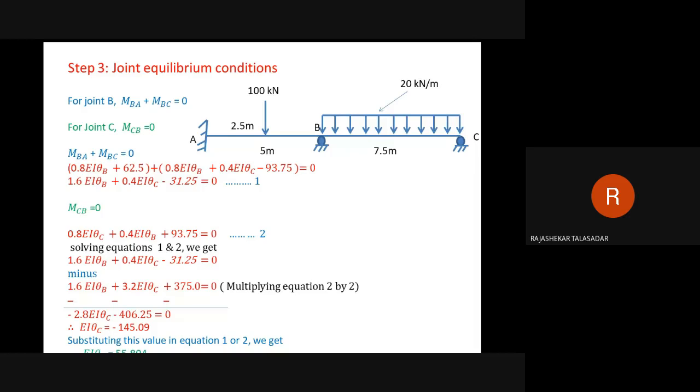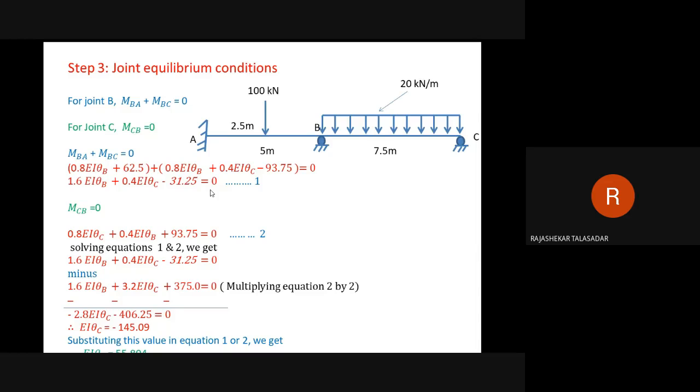Is there any confusion here? You have to do this work slightly yourself, because by listening you will not understand. How to get this MBA plus MBC, is this clear? Equation number 1 is clear? MCB equals 0, I hope you will get this. Equation 2 also, you are getting it. Is it clear? Now you solve these two equations at your home. I have given you some idea. I have written here multiplying equation 2 by, you write it as 4, not 2.